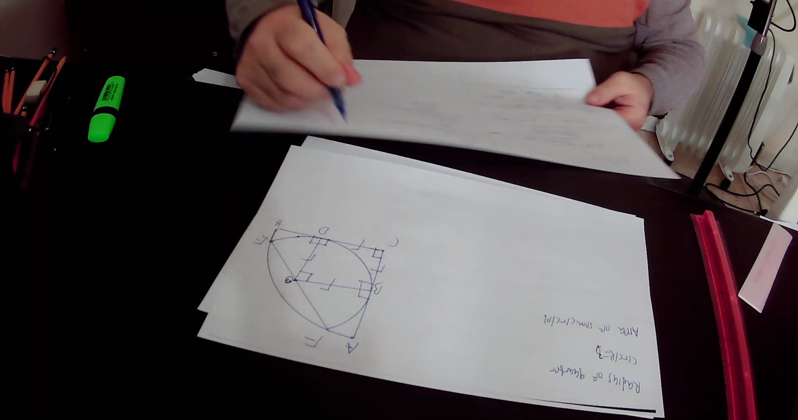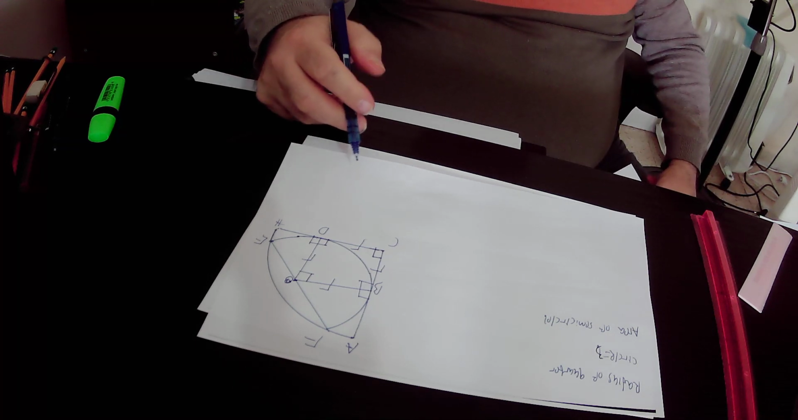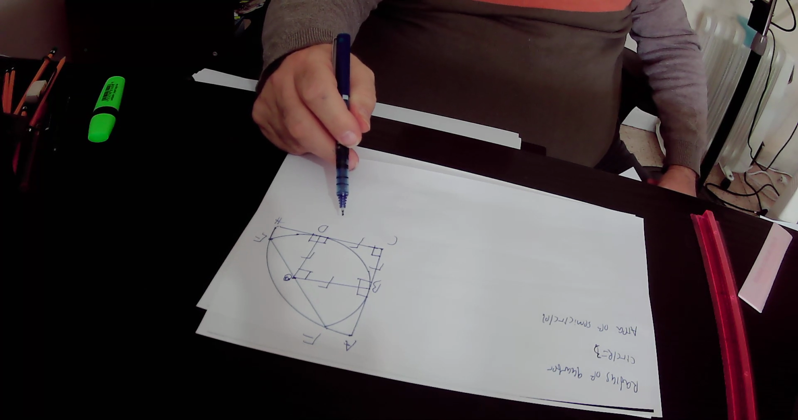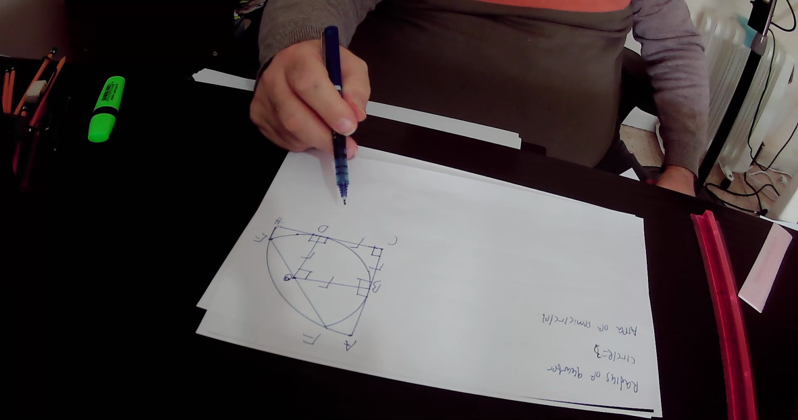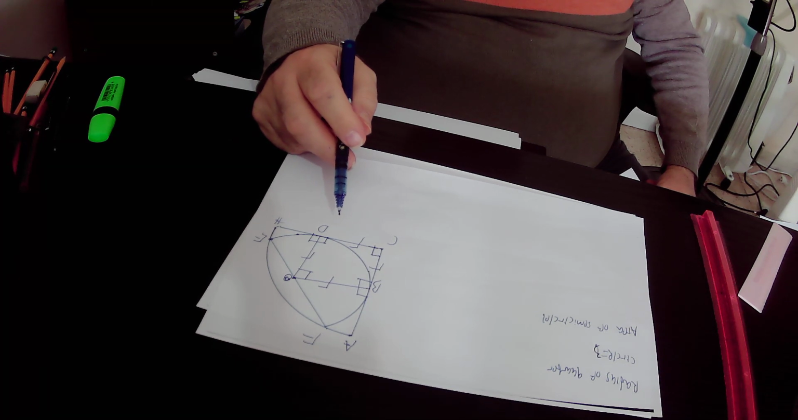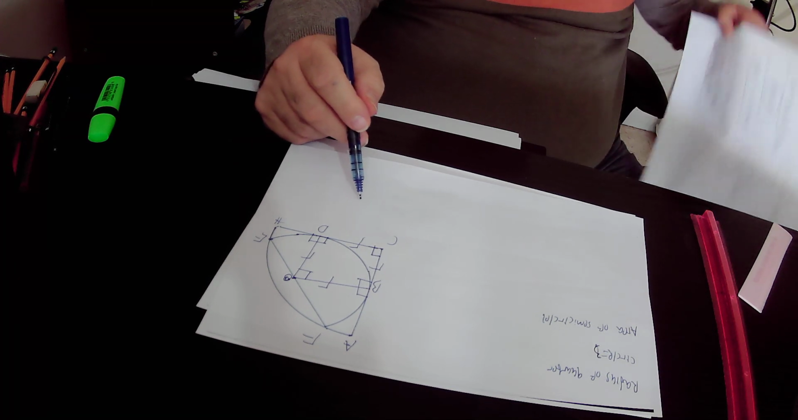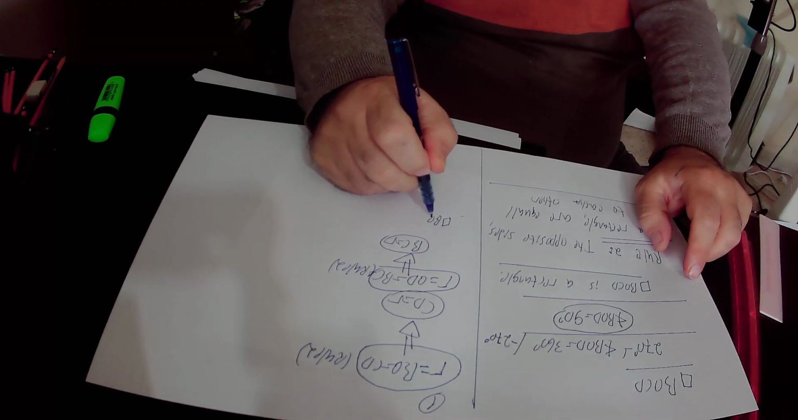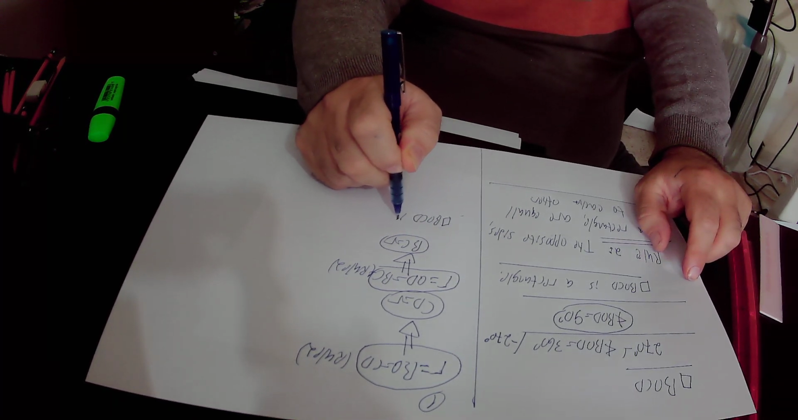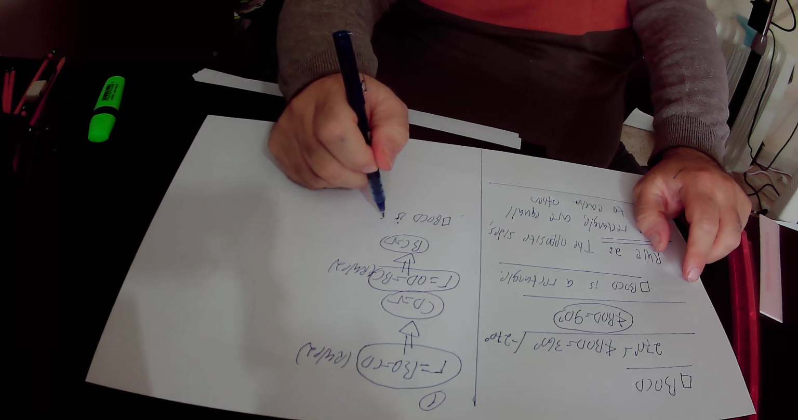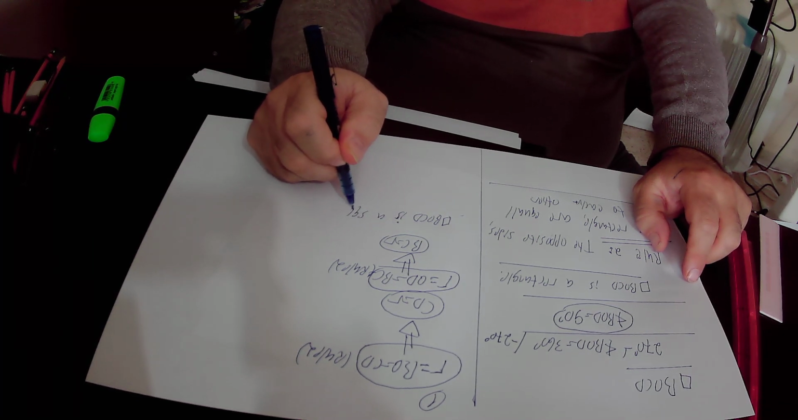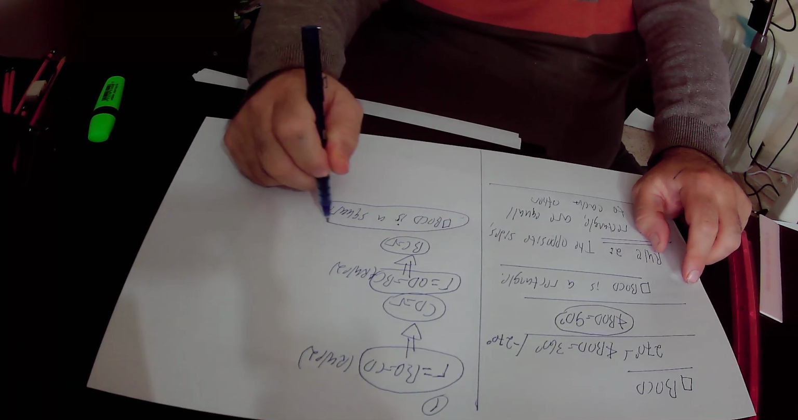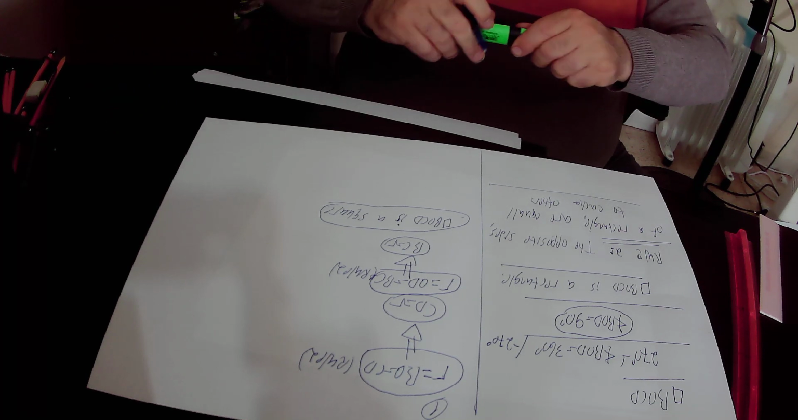So we actually found out that all the sides of quadrilateral BOCD are equal to each other, and all of its angles are right angles. Therefore, quadrilateral BOCD is not just a rectangle but a square. So we can write down that quadrilateral BOCD is a square.